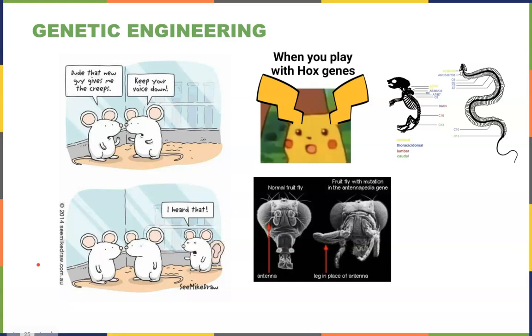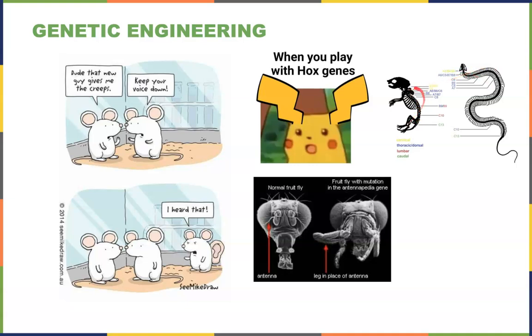And here's some cute comics I found on the internet. So this one, we're growing ears on mice to be transplanted onto humans. When you play with Hox genes, if you know anything about them, they are genes that can be repeated over and over again to create more segments. So the spine is one area where we have Hox genes.